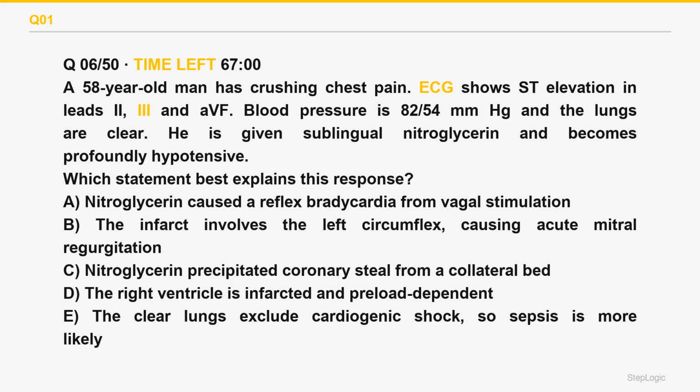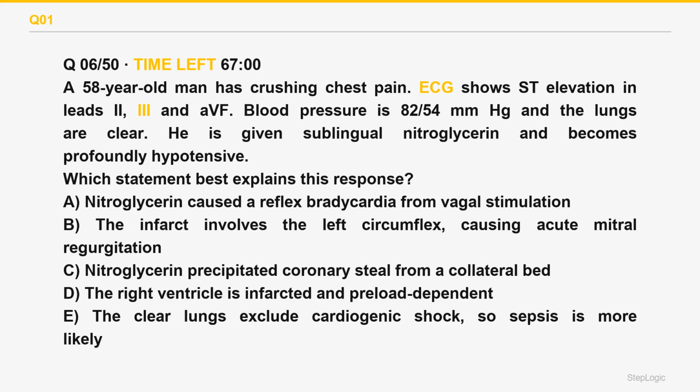A 58-year-old man has crushing chest pain. ECG shows ST elevation in leads II, III, and aVF. Blood pressure is 82 over 54 millimeters of mercury, and the lungs are clear. He is given sublingual nitroglycerin and becomes profoundly hypotensive.